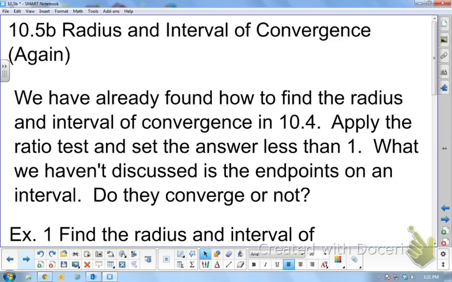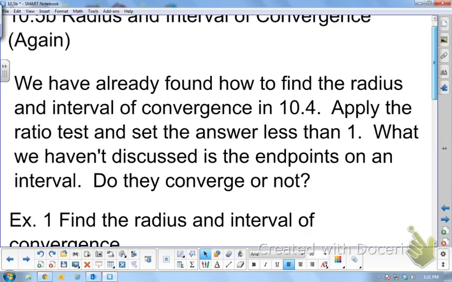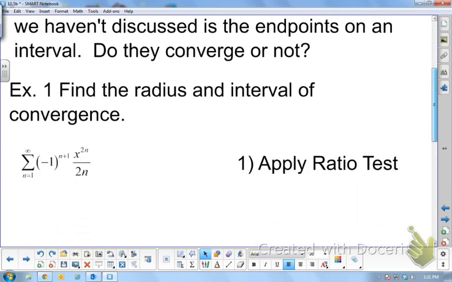So since we know most of the process already, we're not going to have a lot of setup. We're going to mostly go straight to examples. So find the radius and the interval of convergence of that series.